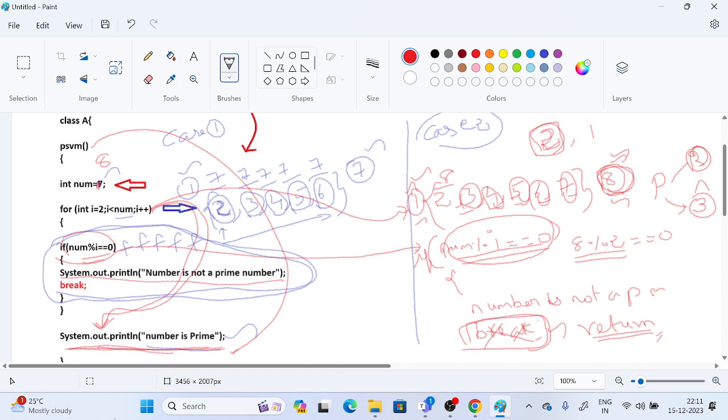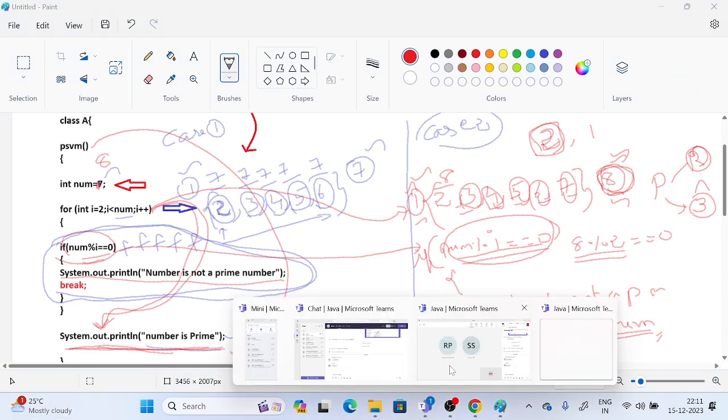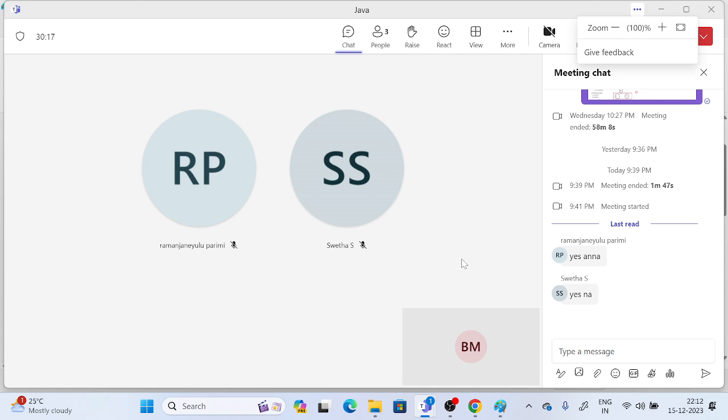Just type S in the chat box if you understood this logic. We will write one real-time program, so that we will get some error.